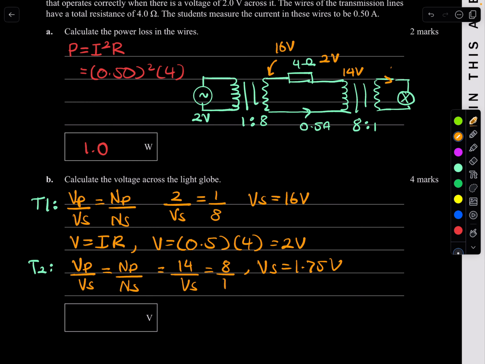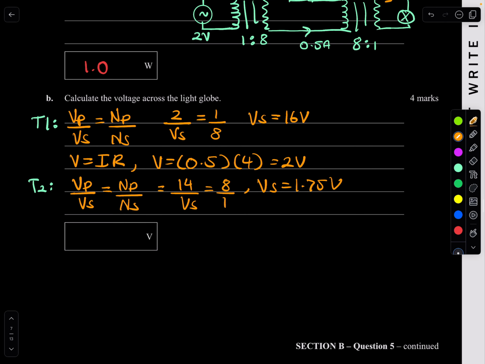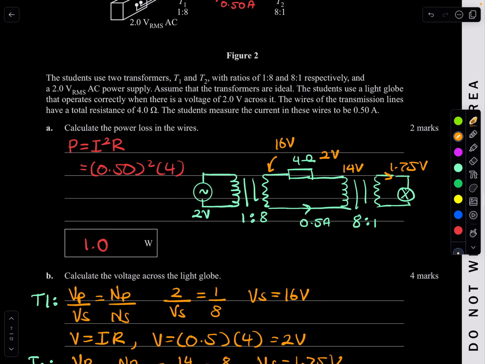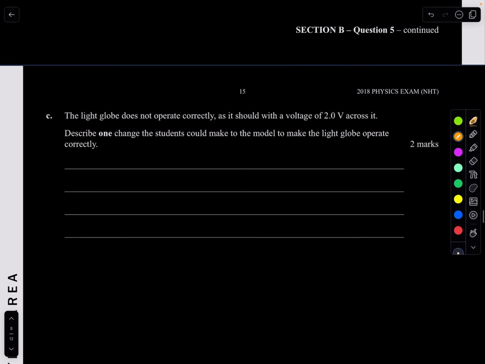So the actual lamp will just receive 1.75 volts, which is not enough, because we need 2 volts. But that's your voltage that runs across that light globe. It's just 1.75 volts. Easy. 4 marks, wow. Question C.